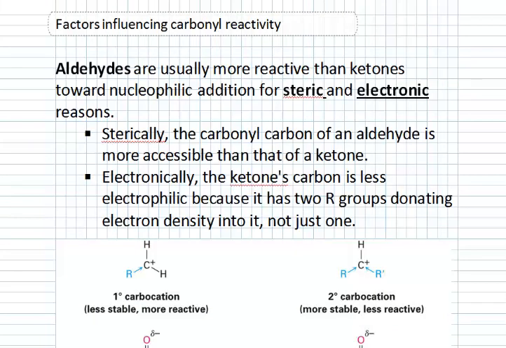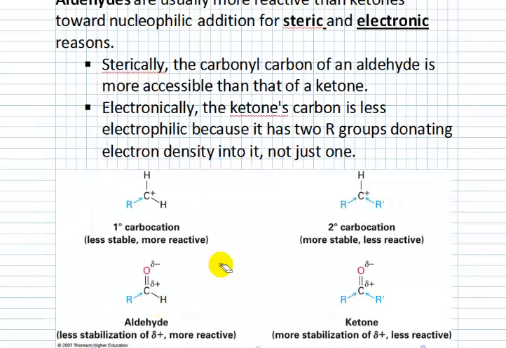So aldehydes and ketones have different reactivities. Aldehydes are usually more reactive for both steric and electronic reasons. Sterically, the carbonyl carbon of an aldehyde is more accessible than that of a ketone. It has one fewer R group there, so a nucleophile is more able to approach it and attack. Electronically, that's a demonstration down here, the ketone's carbon is less electrophilic because it has two R groups donating electron density into it.